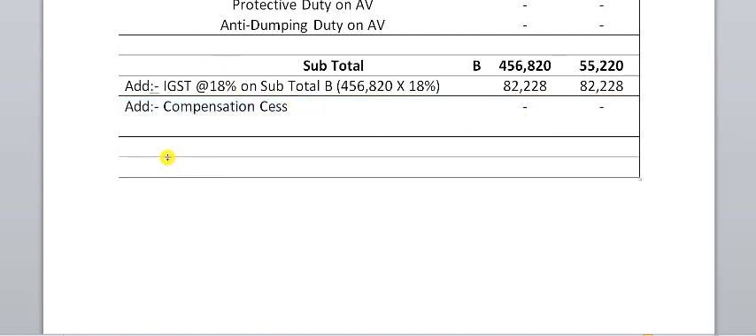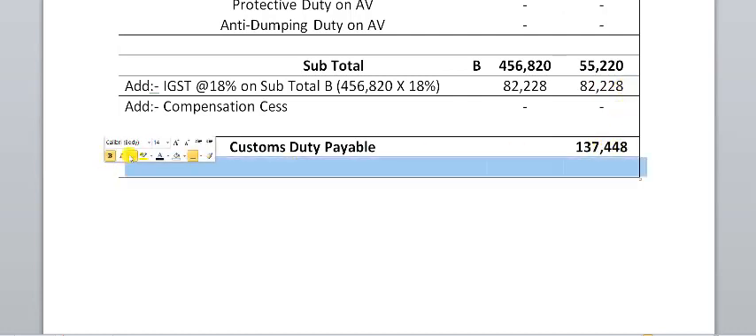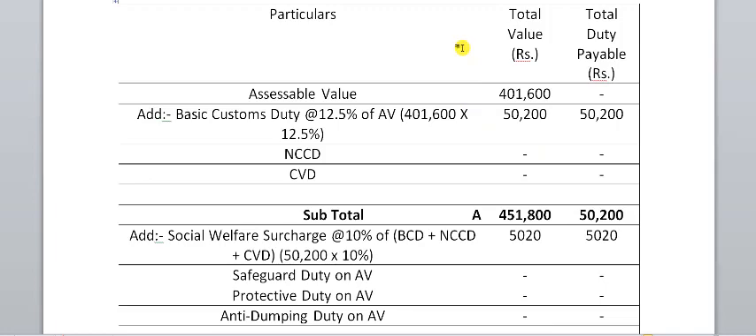Then compensation cess is not mentioned in the problem, so we'll ignore it. Customs duty payable 55,220 plus 82,228, so 1,37,448. And the last one, cost of import: 4,56,820 plus 82,228, that is 5,39,048. This is of computers.